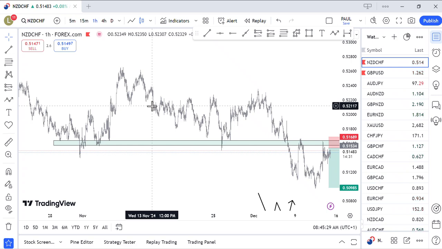The next video we're going to do is how to draw your support and resistance properly. There are methods by which you can get the correct support and resistance depending on your trading style. So in our next video, we're going to talk about how to draw it properly.